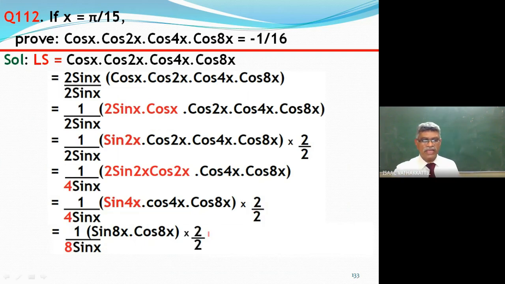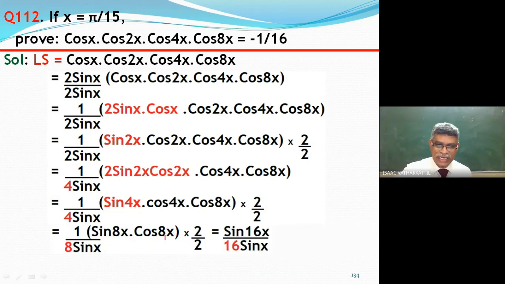So this becomes again multiply and divide with 2. I get 2 sin A cos A again. That is 1 upon 16 sin x into 2 sin A cos A, sin 2A, sin 16x. Now we look at what is given.